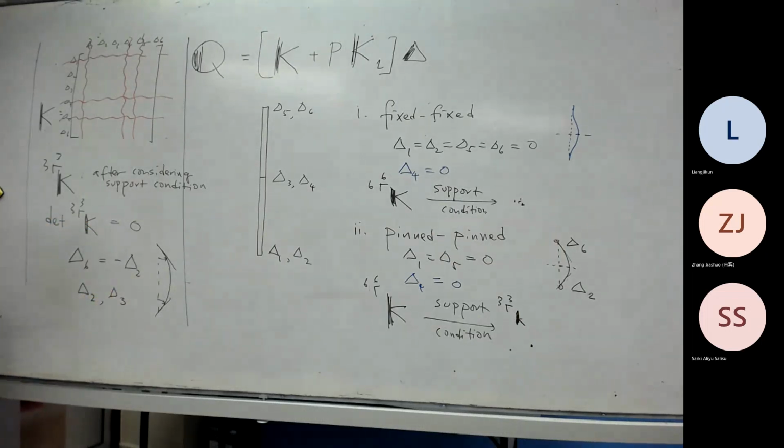If we impose these conditions, we can further reduce the independent displacements to 2 only, which is delta 2 and delta 3, because originally delta 6 is here, but because delta 6 is equal to negative delta 2, we have only 2 independent displacements. So the matrix is further reduced in size from 3 by 3 to 2 by 2. So this is what is shown in this example here.